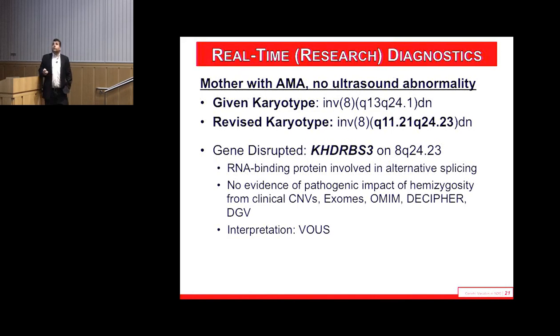We found an inversion that disrupted this gene, KHDRBS3. It's an RNA binding protein involved in alternative splicing. It seems like something you should probably have two copies of in the genome, and yet through our convergent genomics, we saw deletions of this gene in controls. We saw a series of disruptions of the gene in exome cases. And so our interpretation was absolutely a variant of unknown significance. Certainly, we weren't increasing that risk beyond what it would have been otherwise.